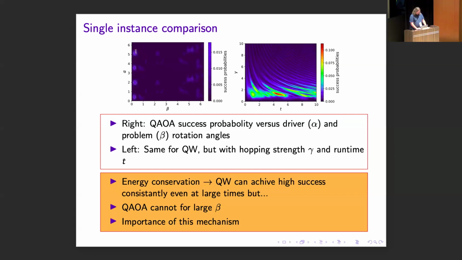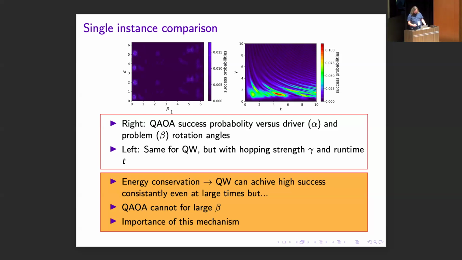On the other hand, with the QAOA, it only works, so this beta is how much you turn on your problem Hamiltonian. It only works if you have that on for a relatively short time. This makes sense, because if you have that on for a long time, if your phase wraps completely around, all of a sudden going to a much higher energy state actually looks like going to a lower energy state from the perspective of the system.